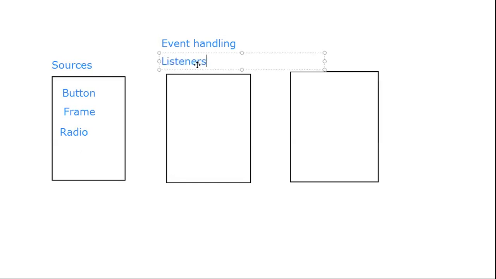Okay, so what is a listener? As the name indicates, it continuously waits for an event to occur. These listeners are actually registered with the sources. For example, you can create multiple listeners. For demo purposes, I created three listeners here: L1, L2, and L3. So what is the meaning of this? I register the button with L1, the frame with L2, and the radio button with L3.